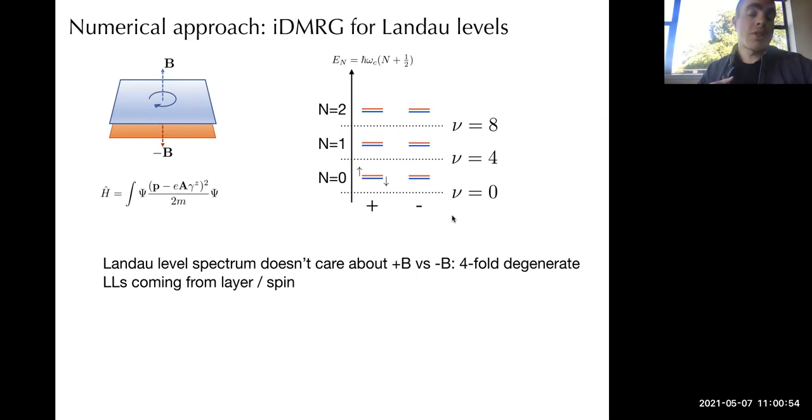Now, of course, the Landau level spectrum doesn't actually care about the sign of the magnetic field, B or minus B. So if you just look at the energy of the wave functions, you're going to have two copies of the quantum Hall effect, one in layer plus, one in layer minus, that are going to be degenerate. And both of them are going to be spinful. So each of the Landau levels is 4-fold degenerate. So as we fill from 0 to 4, that's when we have filled the 0th Landau level.